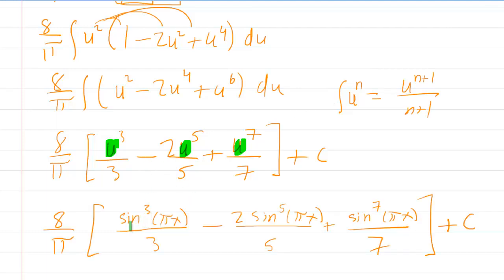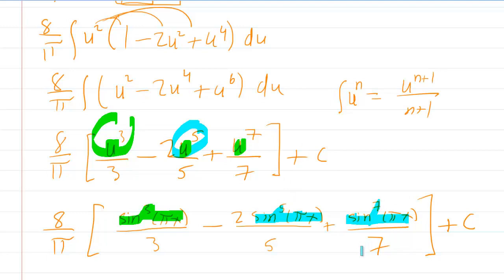And there we have the answer. Just notice the way in which we wrote that. We replaced the u's with sine of pi x's, but the first one was cubed, so we actually had to write it as sine cubed of pi x. The second one was raised to the power of 5, so we wrote that as sine to the power of 5 of pi x. And then the third one was raised to the power of 7, so that was sine raised to the power of 7 of pi x. So just be careful about how those are written, but there is the final answer.